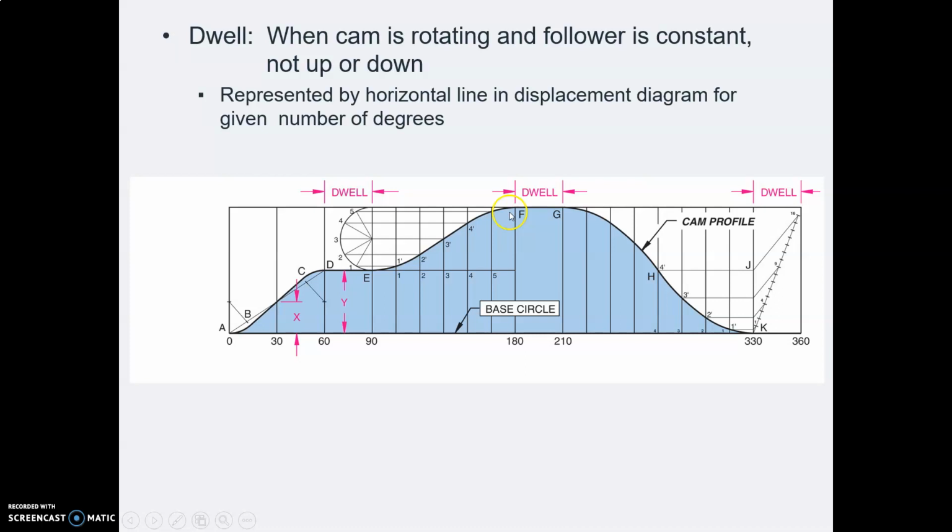In the displacement diagram, in this graph, because the follower is not going up or down, dwell looks like a horizontal line. So here in this graph, follower is going up, then here it dwells, so it's just sitting in one spot. Then follower goes up, then it's sitting in one spot. Then follower comes down, then it's sitting in one spot. So each of those places where there is dwell, you'll see a horizontal line in the graph.